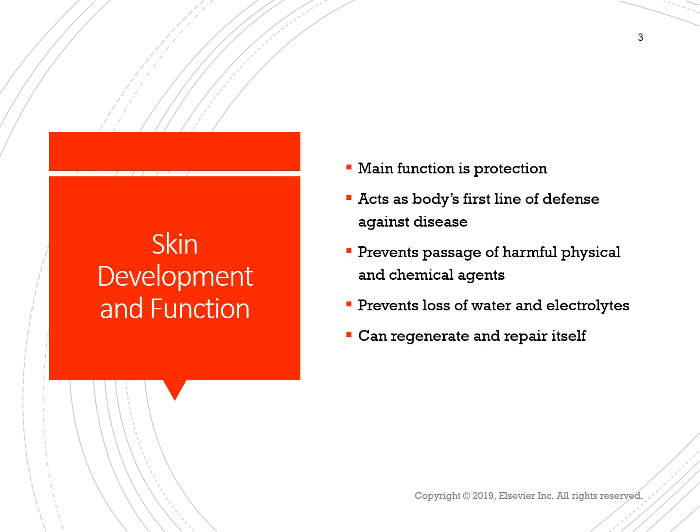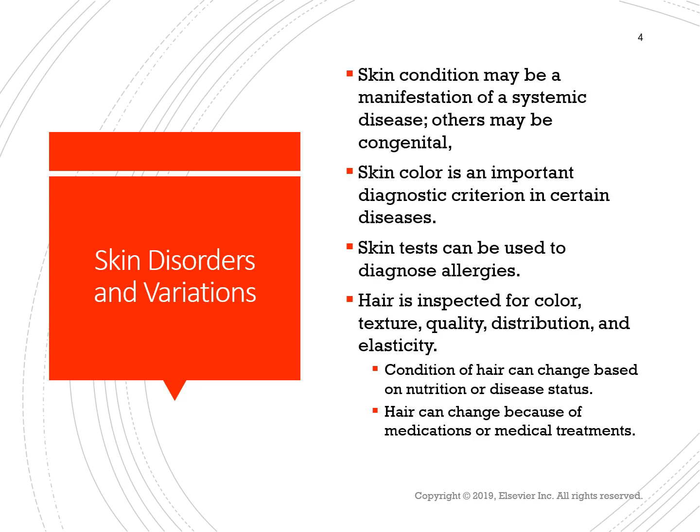Figure 30.1 on page 700 depicts the structures of the skin and how they differ in the developing child and the adult. At birth, the skin is thinner than the skin of an adult. Certain skin conditions in children may be associated with age, as in the case of milia in infants and acne in adolescents. Hair is inspected for color, texture, quality, distribution, and elasticity.